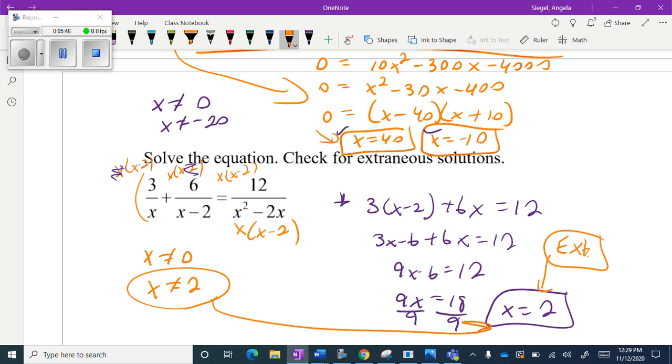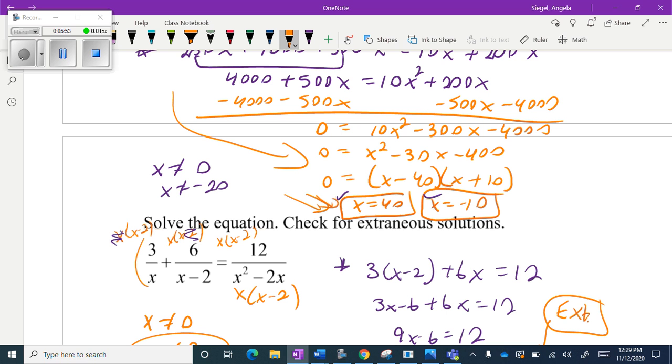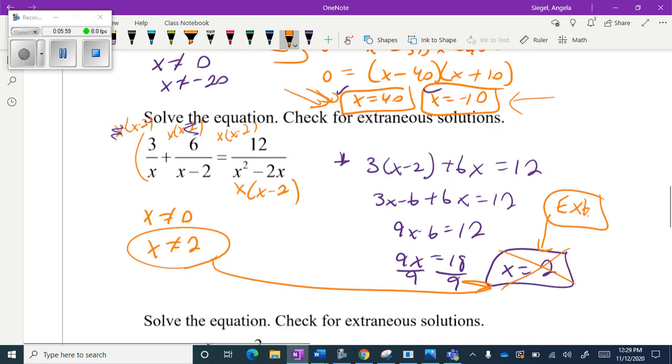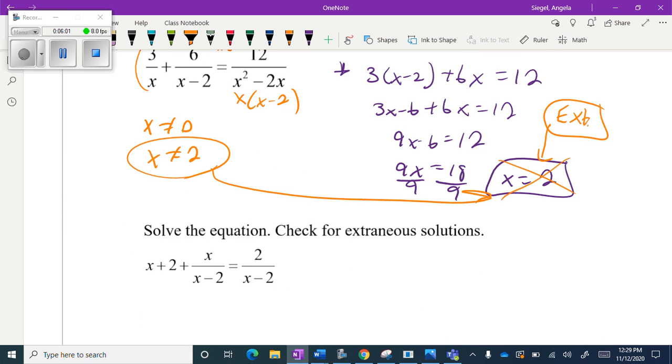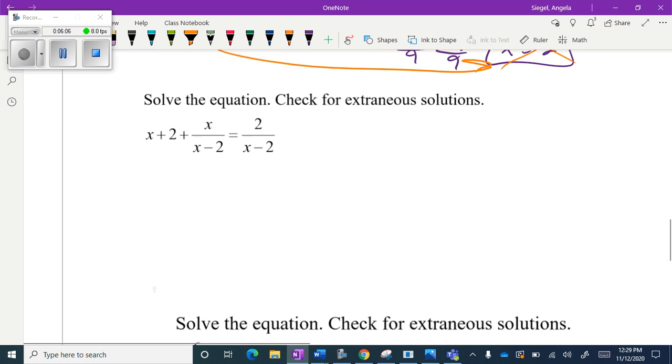So what this means is that there's no solution at all in this case. Like you could have had an extraneous solution of x equals 40 and you would have still had a solution at -10. But when you only have one solution to begin with, and that's extraneous, you're going to have no solution. Okay, so go ahead and try this next one.